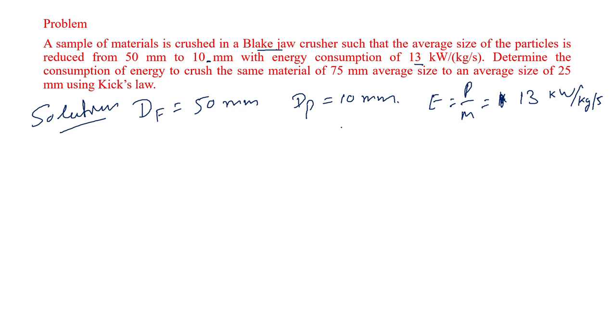So that should be converted into kilowatt hours per ton. It is 3.61 kilowatt hours per ton. It is calculated. Here the kg should be converted into ton and the seconds should be converted into hours. So that comes like that.